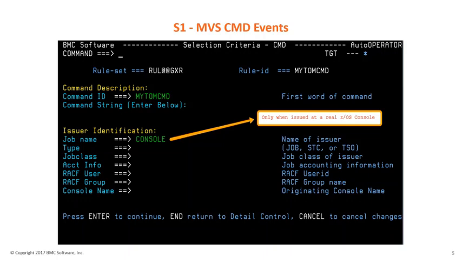When we create a command rule, this is the first screen that we're going to see. Note that in the job name field, I'd specified CONSOLE. It's important that you only specify CONSOLE when the command is being issued from a legitimate console, not from the SDSF log.